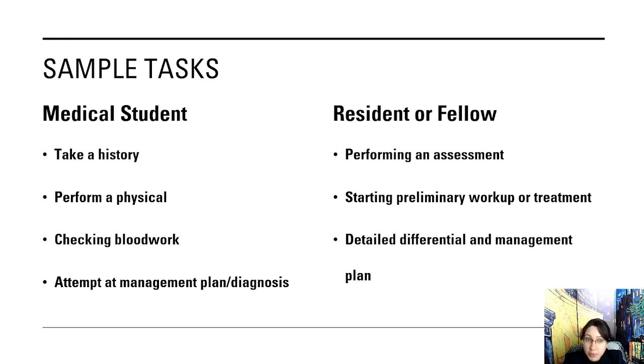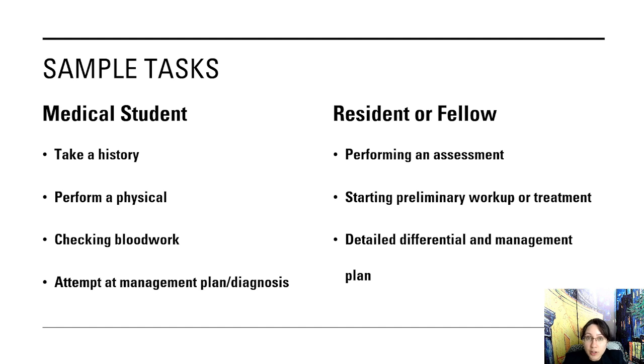Now, in general, for medical students, they are learning where they should be able to take a basic history, perform a physical examination. Maybe a more advanced medical student can look at some of the blood work, some of the investigation results. And I like the students to at least attempt a management plan or diagnosis. Now, depending on the stage and the interest of the medical student, I might adjust my expectations, but it's a good exercise for them to at least try.